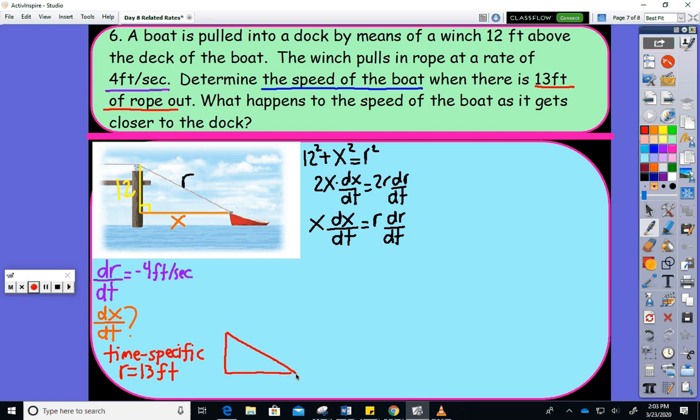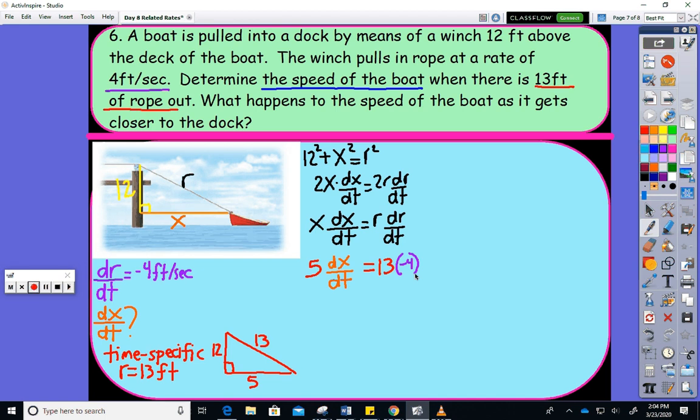So remember, 12 stays 12. At the point where there's 13 feet of rope, then what I figure is the boat must be 5, 12, 13, 5 feet from the dock. So I can plug 5 in for x and 13 in for r. Now, I want dx/dt, so I'm going to color code that in orange so it matches the way I originally labeled. dr/dt, I can go ahead and plug in as -4.